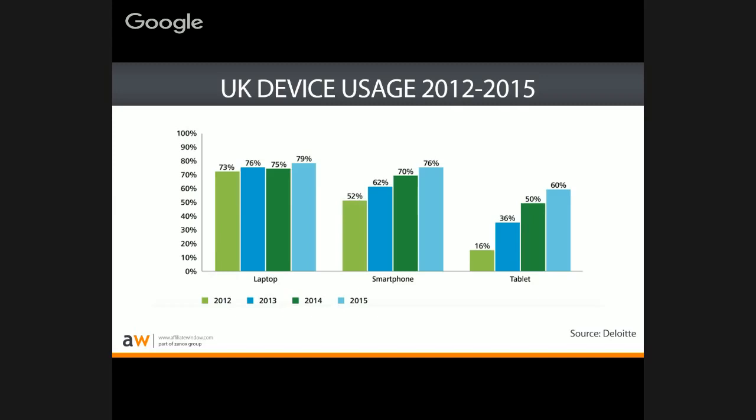Not only is smartphone and tablet usage growing, but the use of these three devices in conjunction to make online purchases is growing massively. And because of that, it's made the development of cross-device tracking one of the most important and key things for us to do this year.